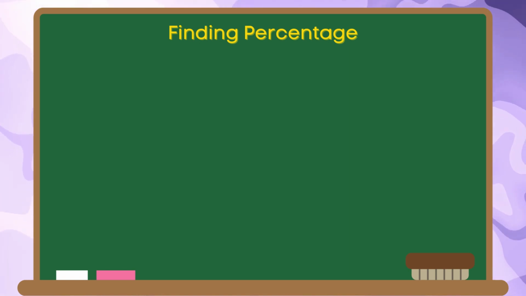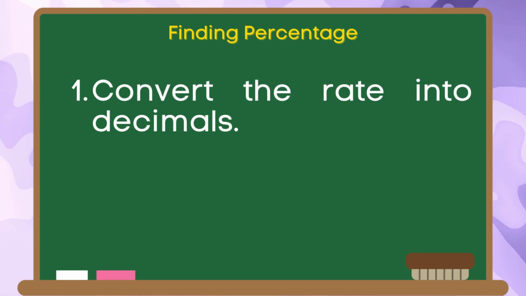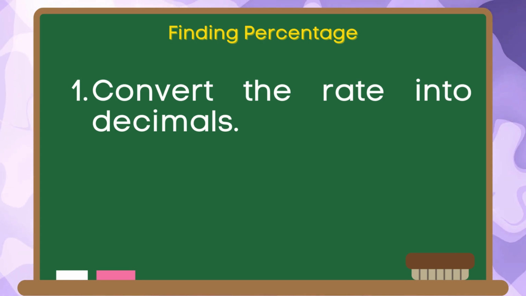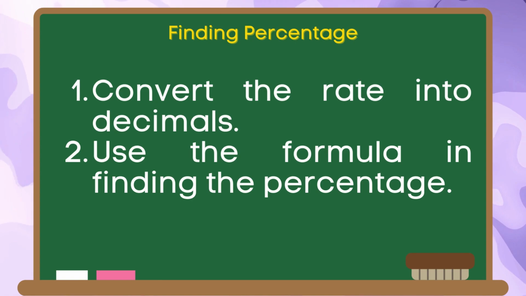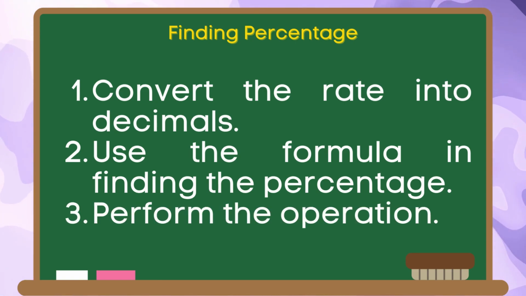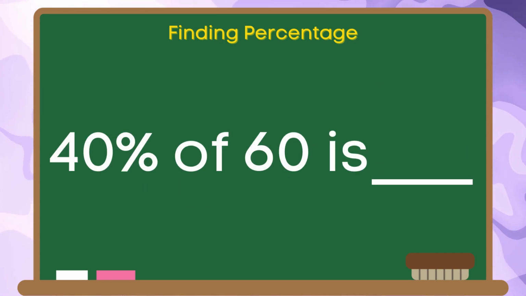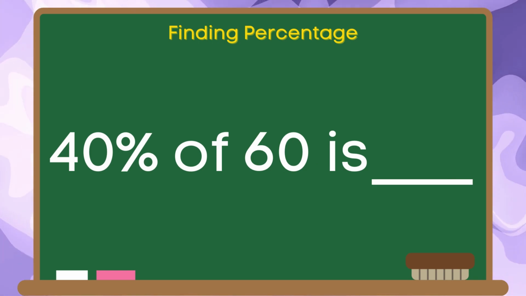For us to find the percentage in a given problem, we are going to follow these steps. First, convert the rate into decimals. Second, use the formula in finding the percentage. And third, perform the operation. Let us have the example. 40% of 60 is blank.